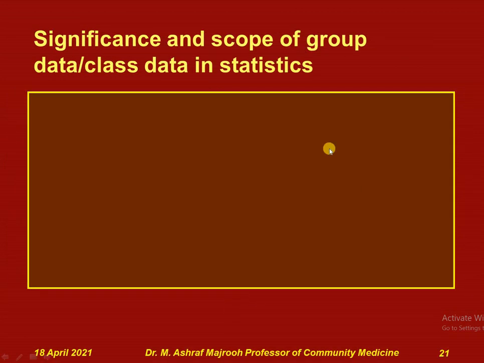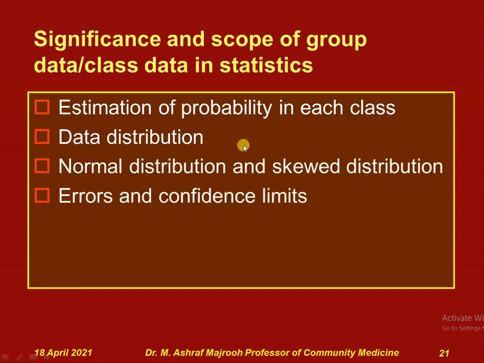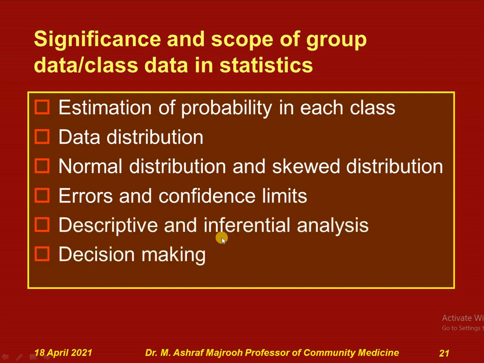Now, significance and scope of class data or group data: estimation of probability in each class, and data distribution is depicted through the group data. Normal distribution and skewed distribution are depicted. Errors and confidence limits are estimated. Descriptive and inferential statistics are applied in class intervals or group data, and decision making is done in class data.